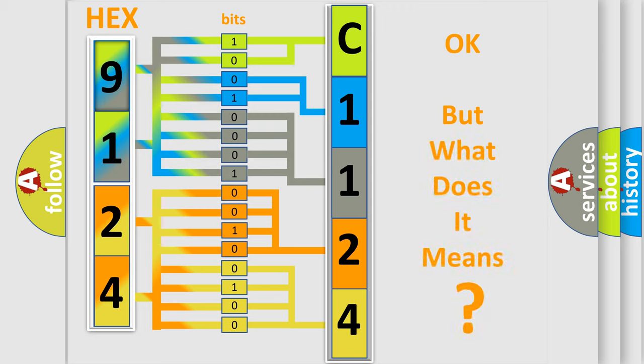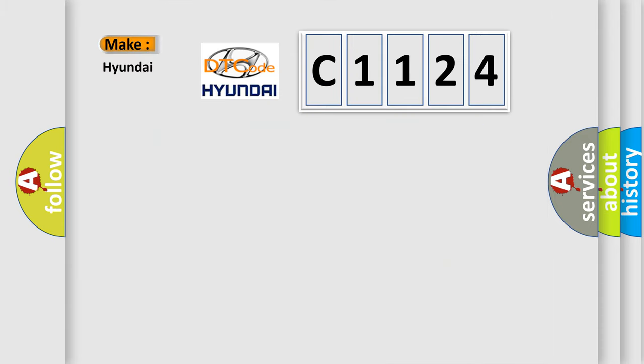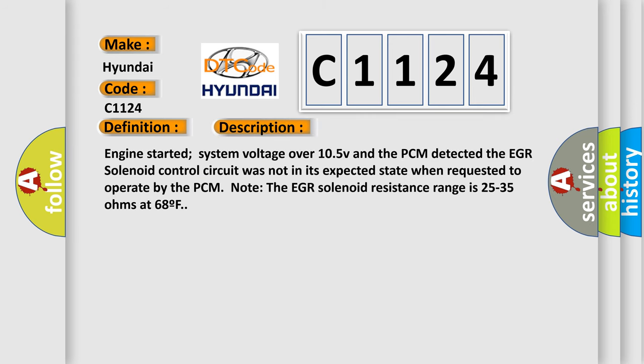The number itself does not make sense to us if we cannot assign information to what it actually expresses. So, what does the diagnostic trouble code C1124 interpret specifically for Hyundai? The basic definition is EGR solenoid circuit. And now this is a short description of this DTC code. Engine started, system voltage over 10.5V, and the PCM detected the EGR solenoid control circuit was not in its expected state when requested to operate by the PCM.